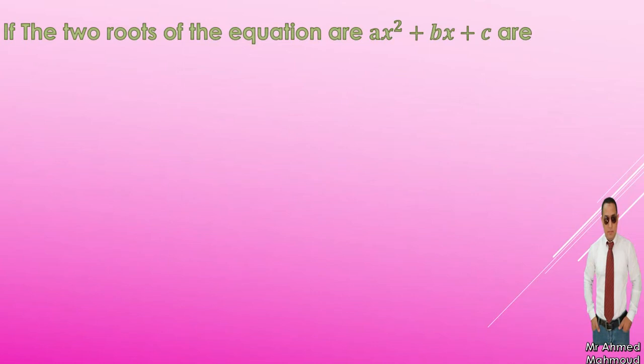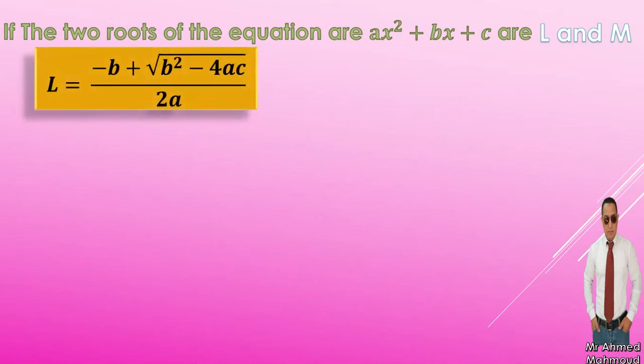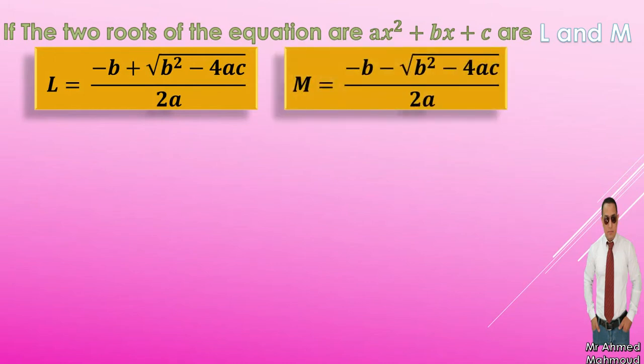First, if the two roots of the equation ax power of 2 plus bx plus c, this is the form of the equation, we call these roots L and M, then L equals negative b plus square root b power of 2 minus 4ac over 2a, for example, and M equals negative b minus square root b power of 2 minus 4ac over 2a. Now we have to conclude the relation by the next proof, but the next proof is not required for you, but it makes you understand the relation between the two roots.